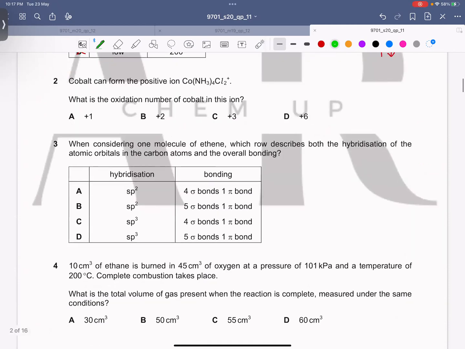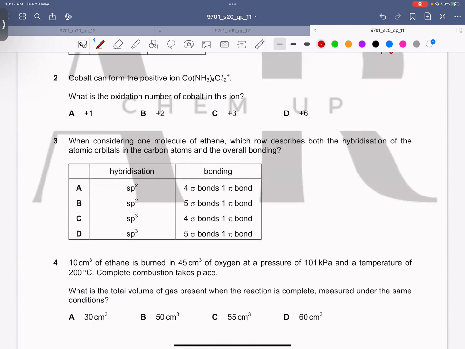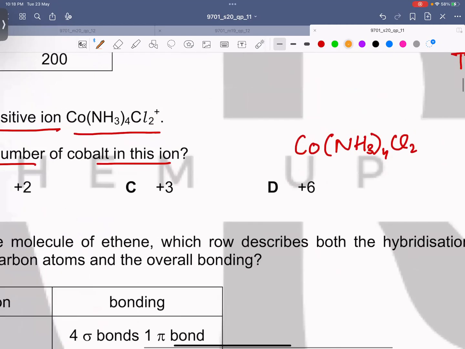Now, question number 2. Cobalt can form a positive complex ion. See, the overall charge is +1. So how will you work out the oxidation number of cobalt over here? If you see, the net charge on this ion is +1. We know ammonia as a molecule has a 0 charge. It doesn't have any charge.